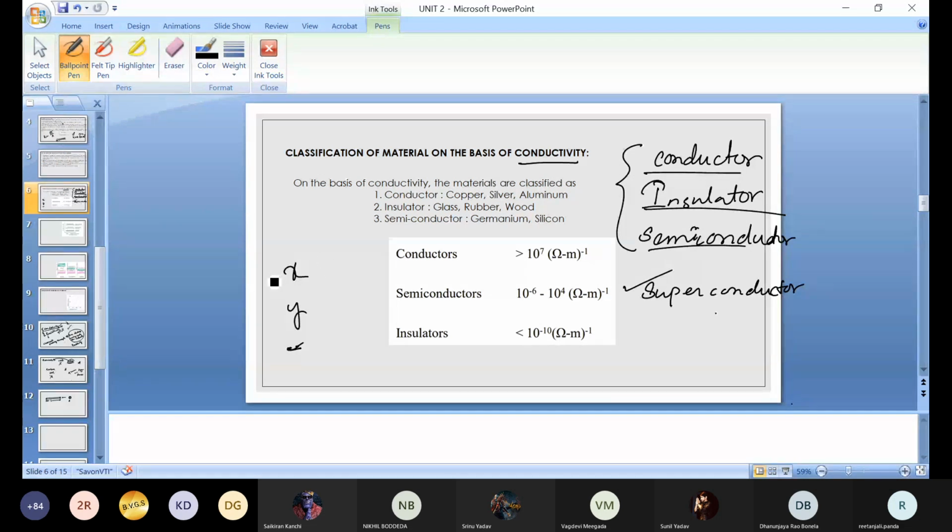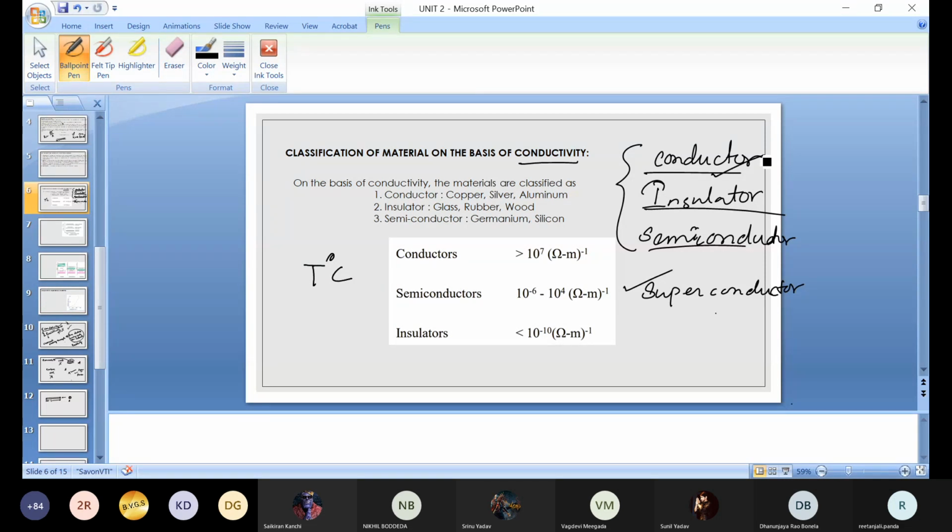So let us consider we have a temperature of T degree centigrade. Up to T degree centigrade the material will act as a conductor, but after that it will act as an insulator, or vice versa. Up to T degree centigrade it might act as an insulator, but once it reaches that temperature it will start to act as a conductor. Those are called your semiconductors.